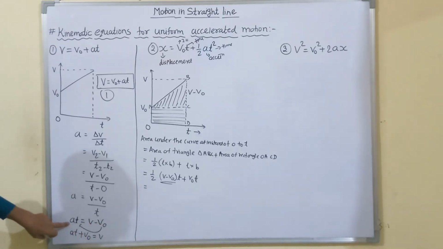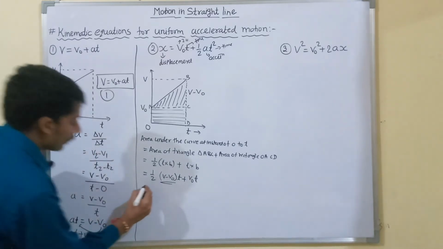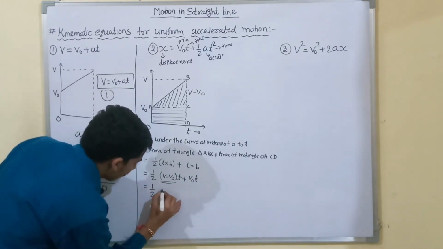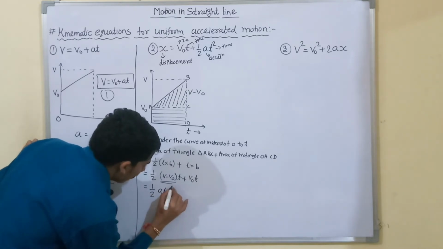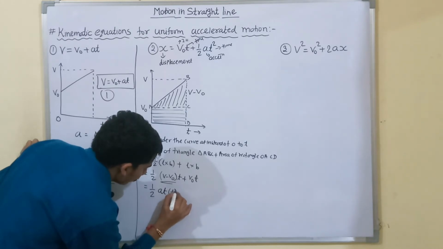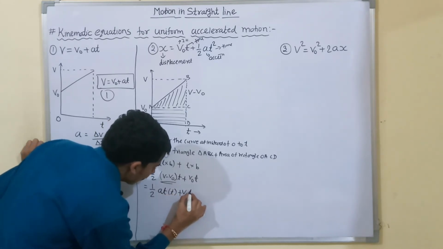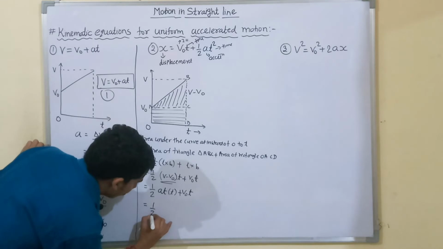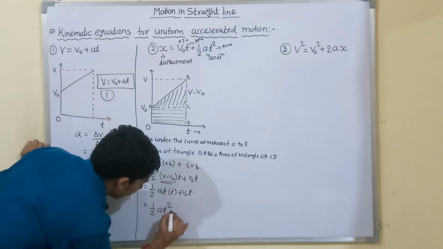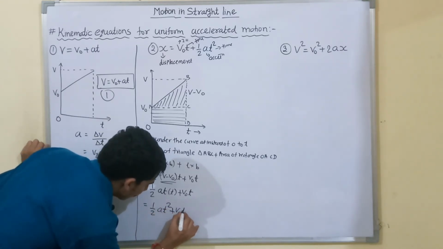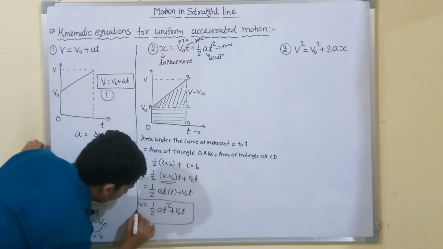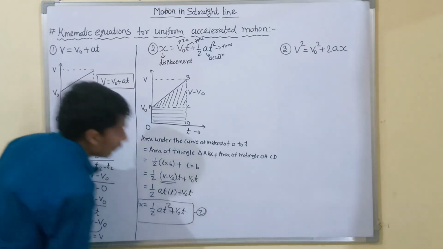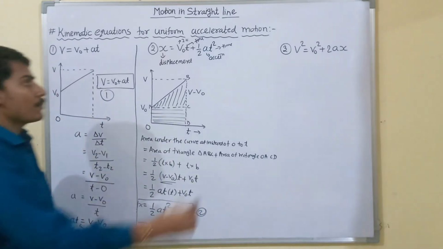v minus v naught is equal to at. Now we can write at instead of v minus v naught, and this t is as it is, plus v naught t. So 1 by 2 at square plus v naught t equals x, and this is our equation number 2. Now we have derived the equation number 2.